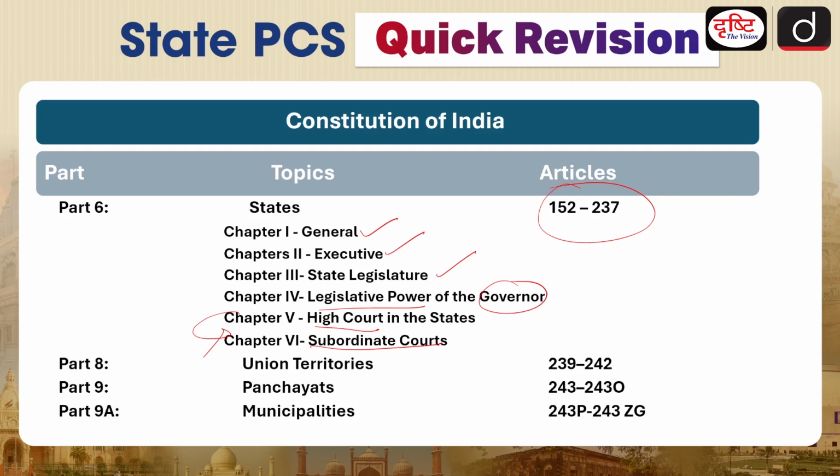Now when we look at these suffixes which are added afterwards, these mean that the articles have been added later. When we talk about the panchayat, that has been added through the 73rd Constitution Amendment Act. The municipalities have been added by the 74th Constitution Amendment Act. I hope that is clear.